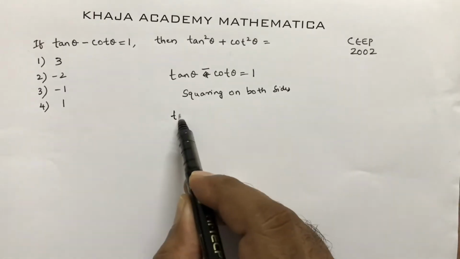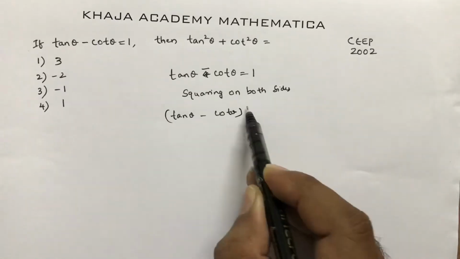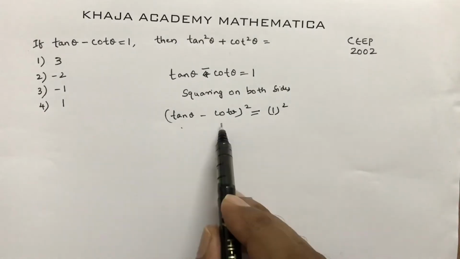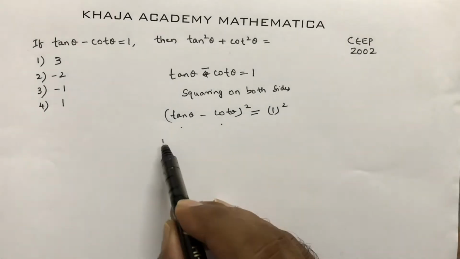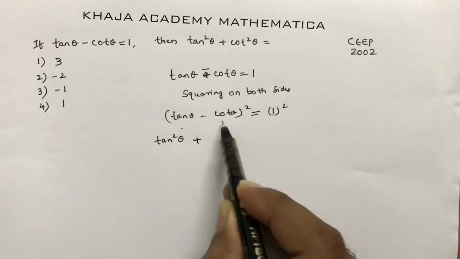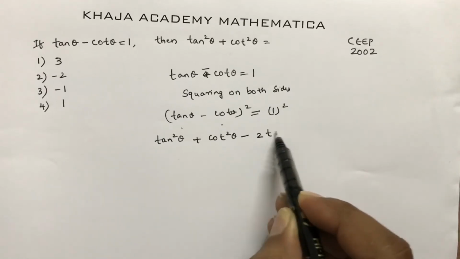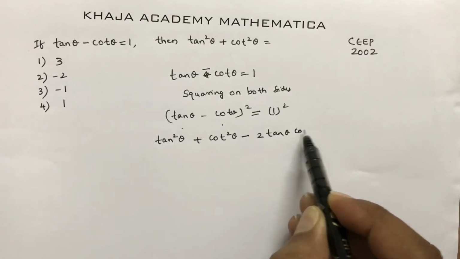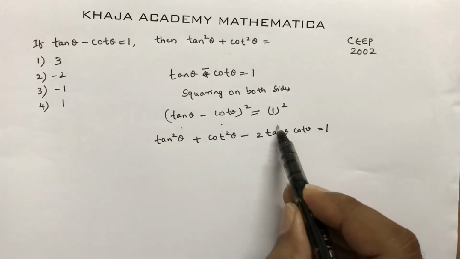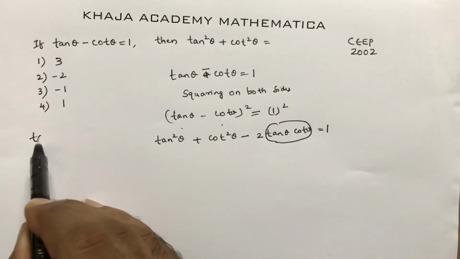Then we'll get tan theta minus cot theta whole square equals 1 square. It is in the form of a minus b whole square, so a square plus b square minus 2ab, 2 tan theta into cot theta, equals 1 square is 1. But tan theta into cot theta is 1 because they are reciprocals.